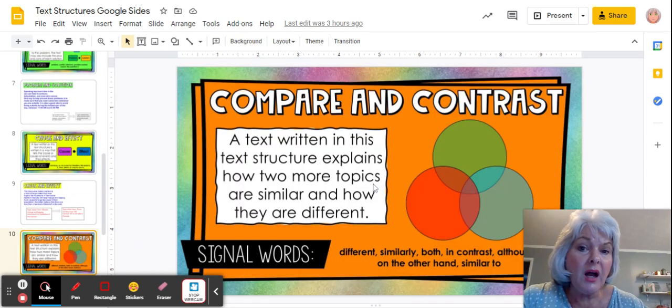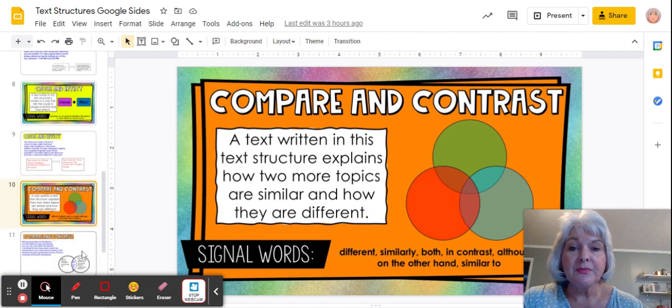Now for our compare contrast, this is a text that's written in the text structure that explains how two or more topics are similar and how they're different. Your signal words are different, similarly, both, in contrast, although, on the other hand, and similar to.